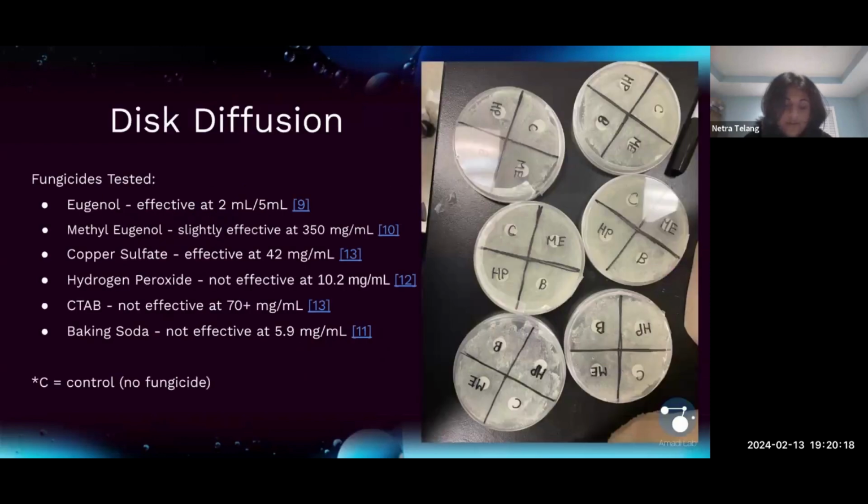So for the disk diffusion tests, we know how efficient each fungicide is based on the area that's cleared around the paper plate that's placed at the center of each quadrant, as this is where we place our fungicides. So with this information, we've determined that copper sulfate and eugenol are the most effective fungicides that we've tested so far. And so this means that in our tests with our actual lipopeptide treatments, we're likely to use these 2 as positive controls.